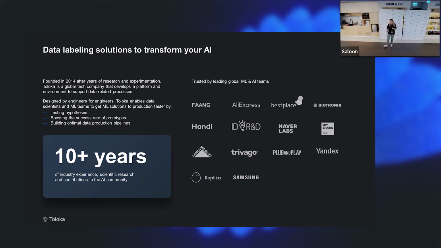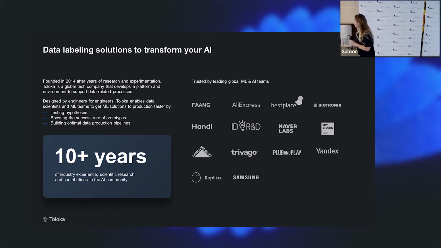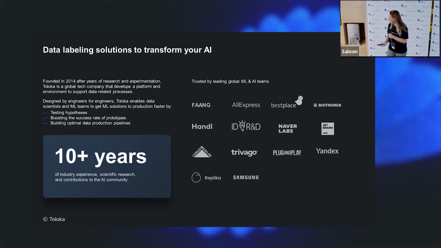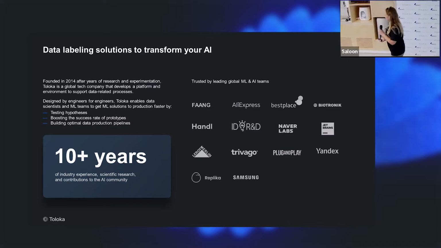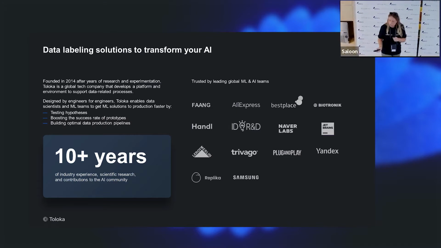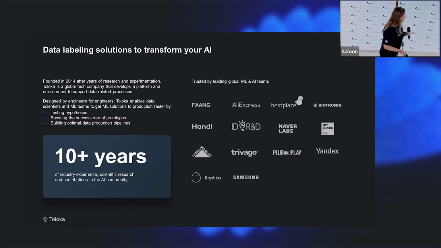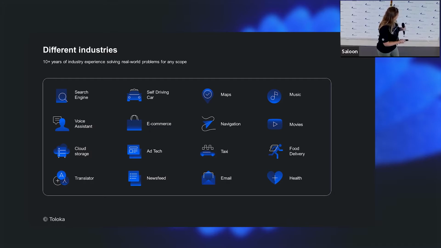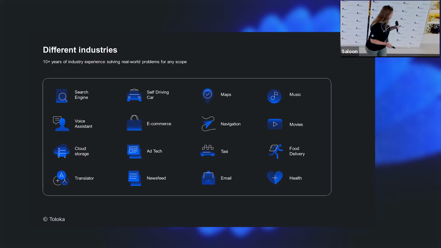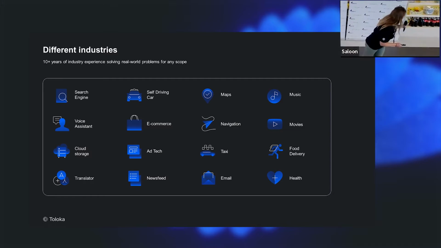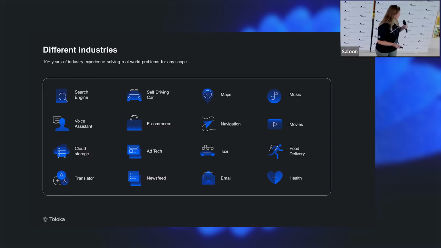Toloka, the company I work for, is providing different ML solutions, and one of them is data labeling. This is something we've been doing for over 10 years. You can see some brands we've been working with, and also some industries that we label data for. There is a lot of different industries, including search engines, and probably something that you are interested in. We also label data for computer vision projects.